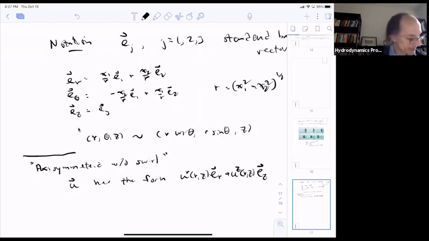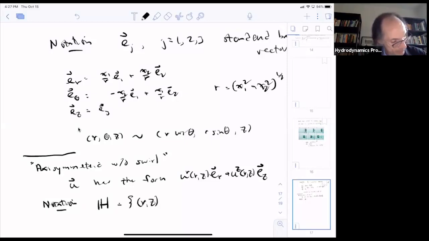And so the natural domain is, so here's more notation. Of course, when I consider the Euler equations, these will all be functions of time as well. I just didn't write the t variable. The notation is, I'll say, maybe H is the half plane. So this is the natural domain of these functions.